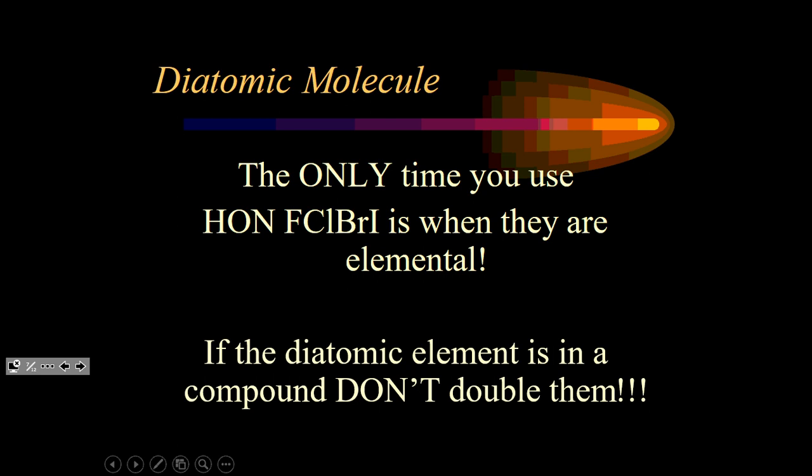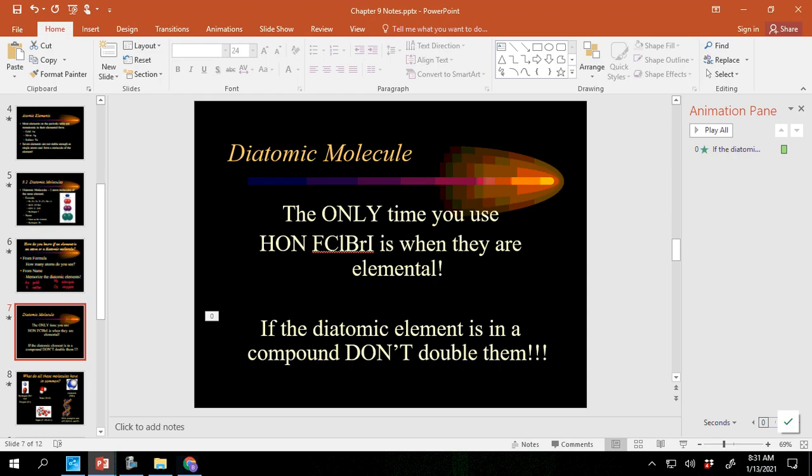As we get into naming molecules, there's a different way to see how many atoms of a given nonmetal there are when it's in a molecular compound, a binary molecular compound. And that ends our first set of notes over the chapter.